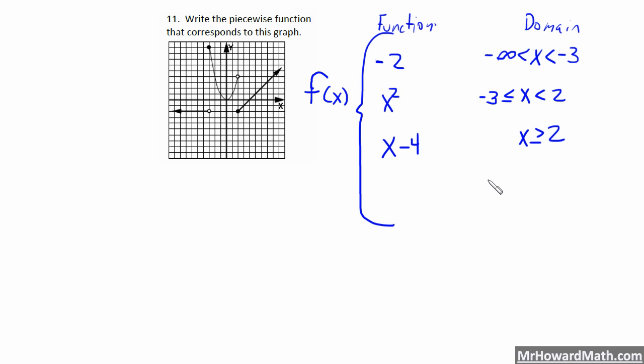Okay, I could have written it x is greater than or equal to 2 and less than infinity, but it's okay to write it just like I did right here. It means the same thing. Alright, so that's it for question 11. Now let's move on to 12.